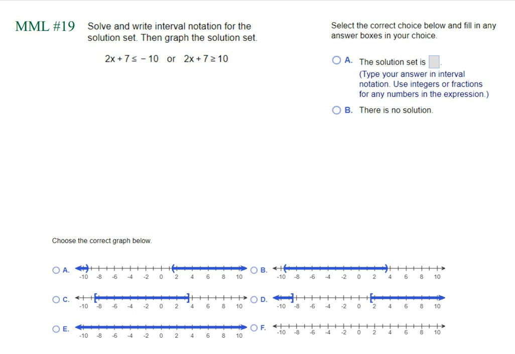Okay, on the last problem we did what I like to call an in-betweeny, also known as an and. This one is known as an or. See, I got a highlighter here. It says or in between them. You've got two separate inequalities.